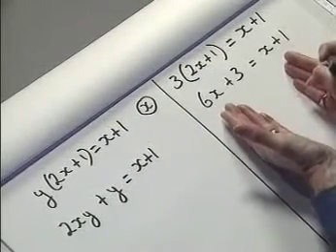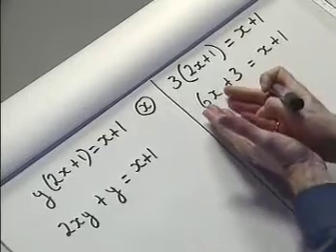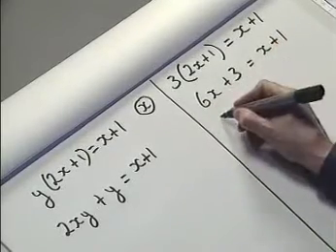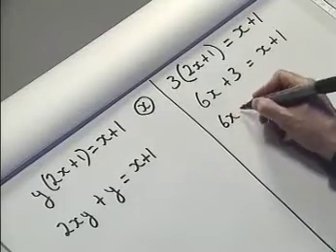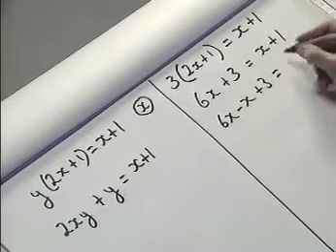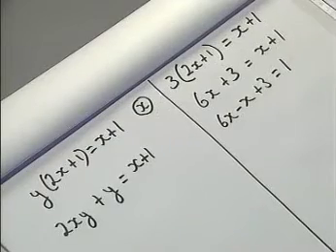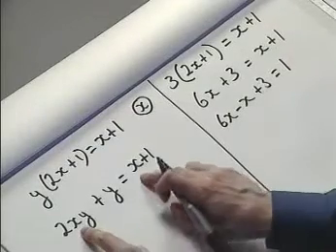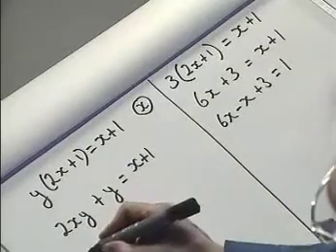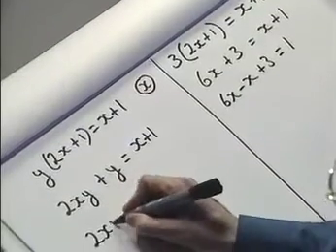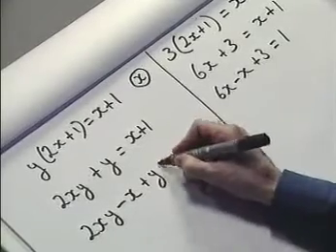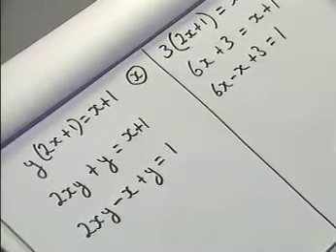Our next step with the equation will be to get all the x's together. So I would take x away from both sides. So that would be 6x, take away x, plus 3, and taking the x away from this side just leaves me with 1. So let's do that here. Let's take this x away from both sides. So I have 2xy minus x plus y is equal to 1.